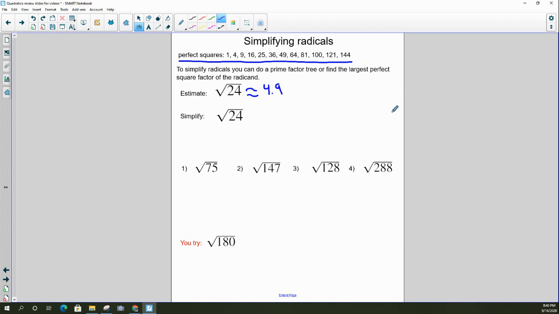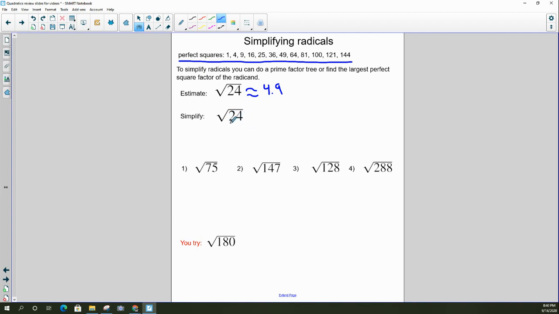But if I said simplify the square root of 24, then I'm going to leave it in radical form. I just want to break it down all the way to see if I can pull a factor out in front. So there's two ways to do that. You could do a prime factor tree, which is something you guys did way back in middle school or elementary school. Or you could find the largest perfect square factor of the radicand. The radicand is the number inside the radical. So we'll do it both ways here.